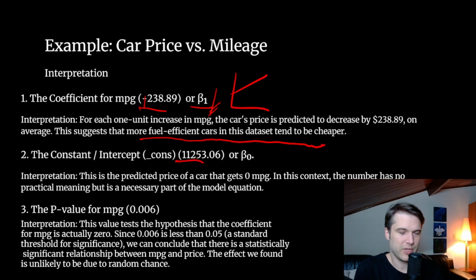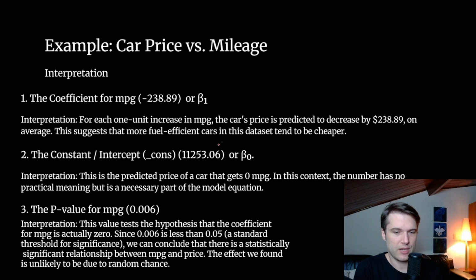Of course, this doesn't make sense in reality. You don't have a car that runs 0 miles per gallon, but you understand the logic that the car starts at a certain price, right? The cheapest car starts at a certain price, and you take that into account with this beta 0 here. And the p-value was very small, which makes us consider that the coefficients are true.